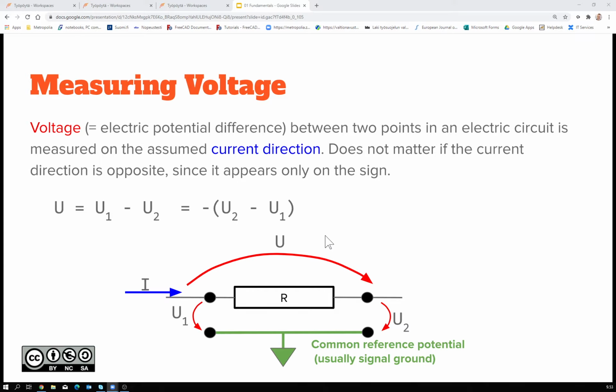Here I also marked, if you have a common reference potential, then you have three voltages. One is over the resistor, and another between the left end of that resistor, which is U1, and the right end, with U2. So we're talking about voltage differences.